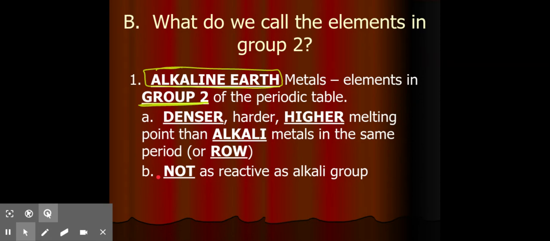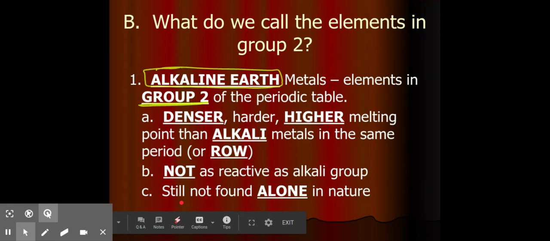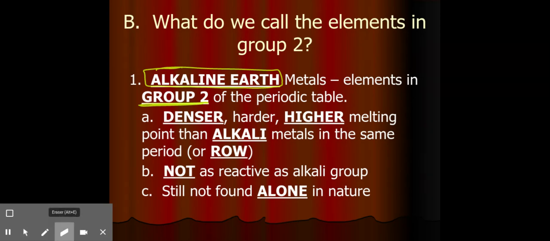So not quite as reactive, but they are still not found alone. They're reactive enough to mix with other substances. So again, group 2 elements are alkaline earth metals. They are very similar to alkali metals, but they are just a step above, so denser, harder, higher melting points, and they are not as reactive. Now on this one, the reactivity does still increase as you go down, but not quite as dramatically as we saw in the group 1 elements.